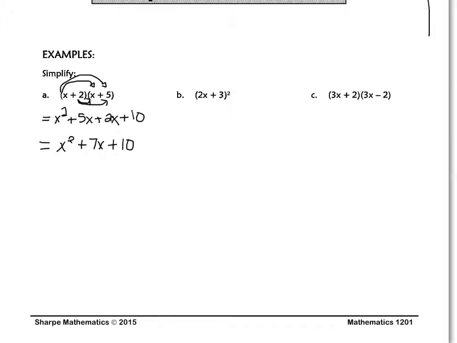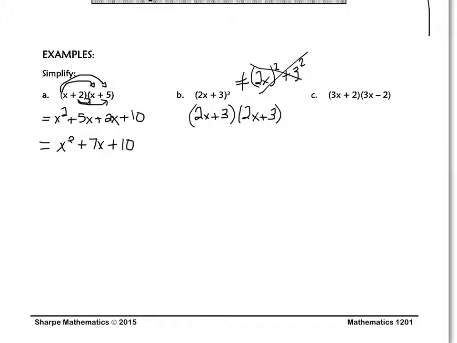In the next example, we would have to actually write that as 2x plus 3 times 2x plus 3. Now, a common mistake that people make when they say 2x plus 3 squared is they will write 2x squared plus 3 squared, and that's not right. You can only bring that power inside to the terms inside the brackets if they are being multiplied by each other or if they're being divided by each other. You cannot bring it in across addition or subtraction.